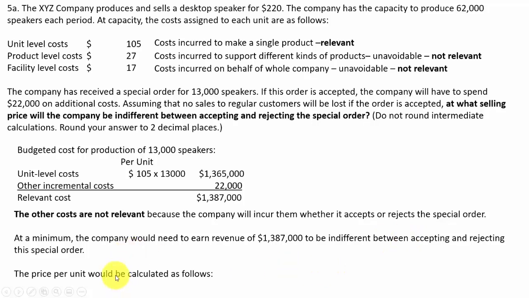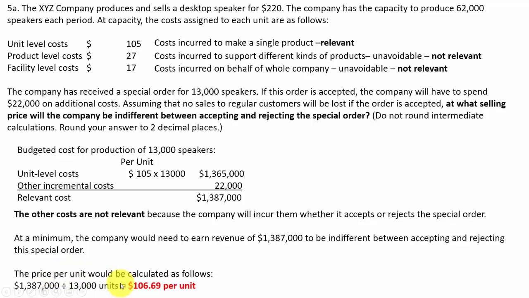The per unit price could be calculated as follows. You would take the total costs that are going to be out, $1,387,000, divide that by 13,000 units, and you can see that these units are costing them $106.69, and that would be the price, the minimum price. You might say that'd be their break-even price.